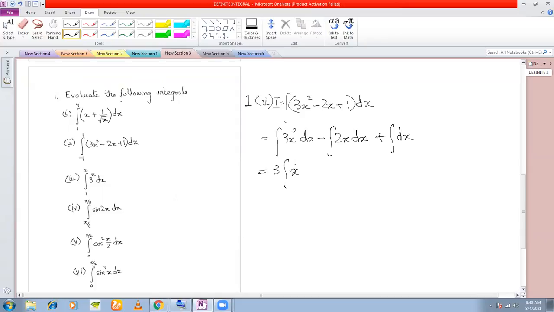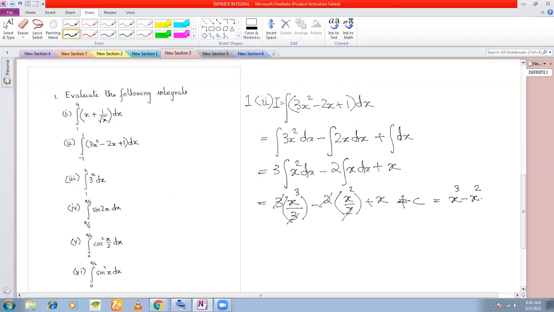Take 3 out here, take 2 out here. Integral dx is simply x. Now we can evaluate this: integral x square is x cubed by 3, minus twice integral x, which is x square by 2, plus x, and you give a constant of integration plus c. Cancel these two, and this also gets cancelled. So what you get ultimately is x cube minus x square plus x plus c.